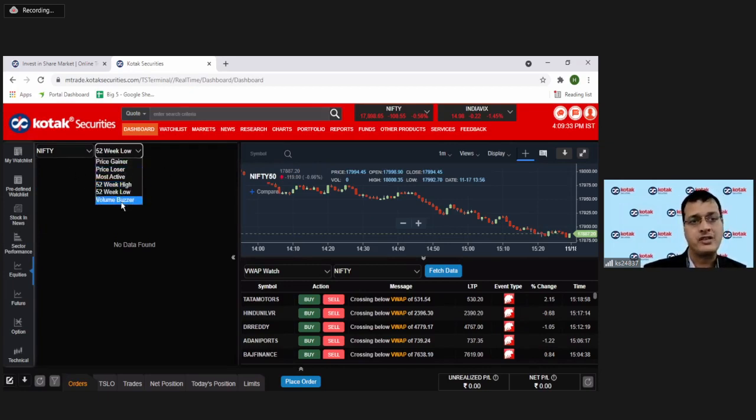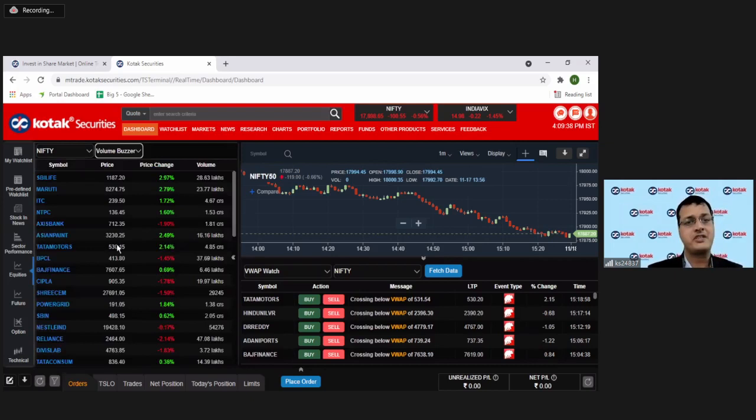Now, if I want to see volume buzzer, these are the stocks which had the highest volumes. So SBI Life has 28.63 lakhs volume, Maruti 23.77 lakhs, and so on and so forth. All right. So this is how you can use this equity dashboard.